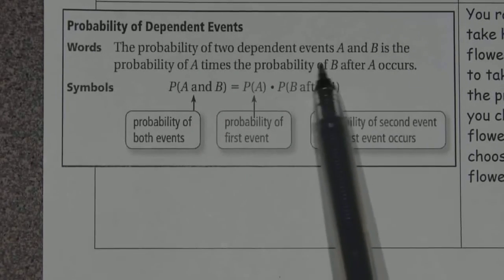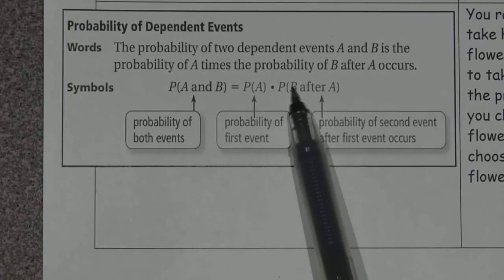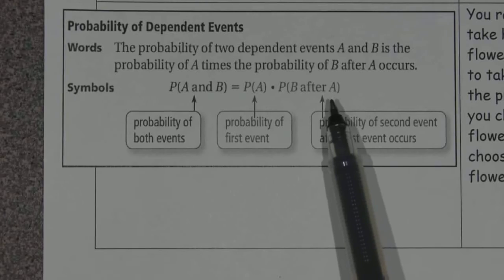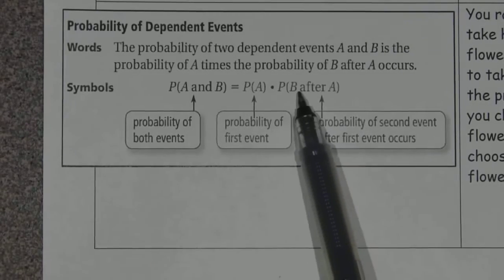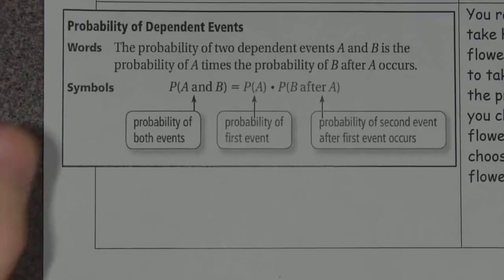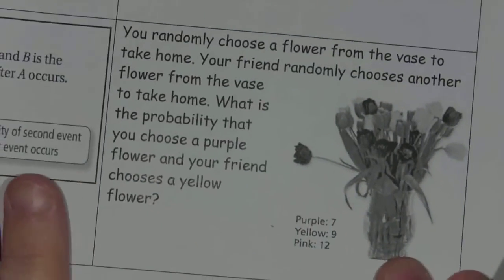So this probability of B after A, that's what it's saying, is that we went from 12 donuts available to only 11 donuts available. So the probability after something occurs. Okay, so here's an example that shows that.